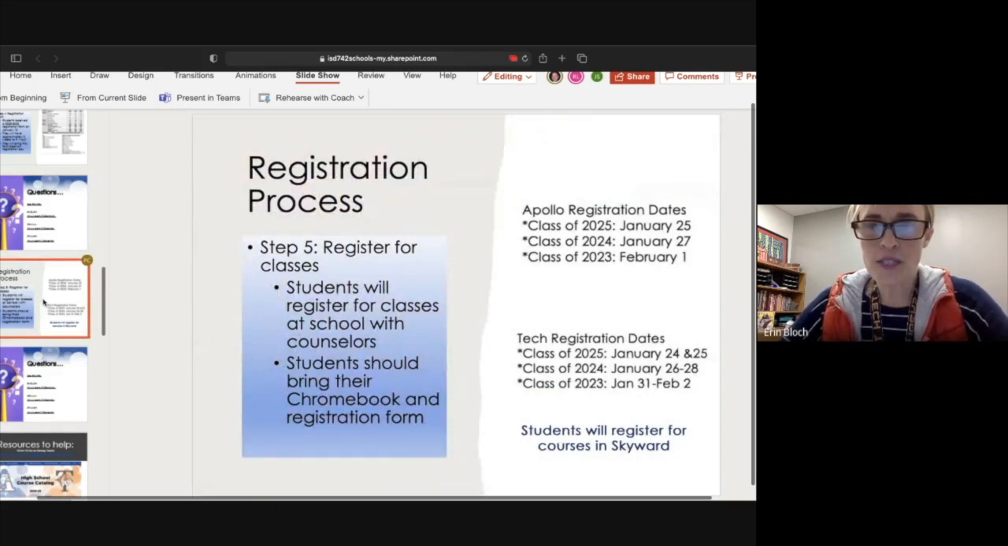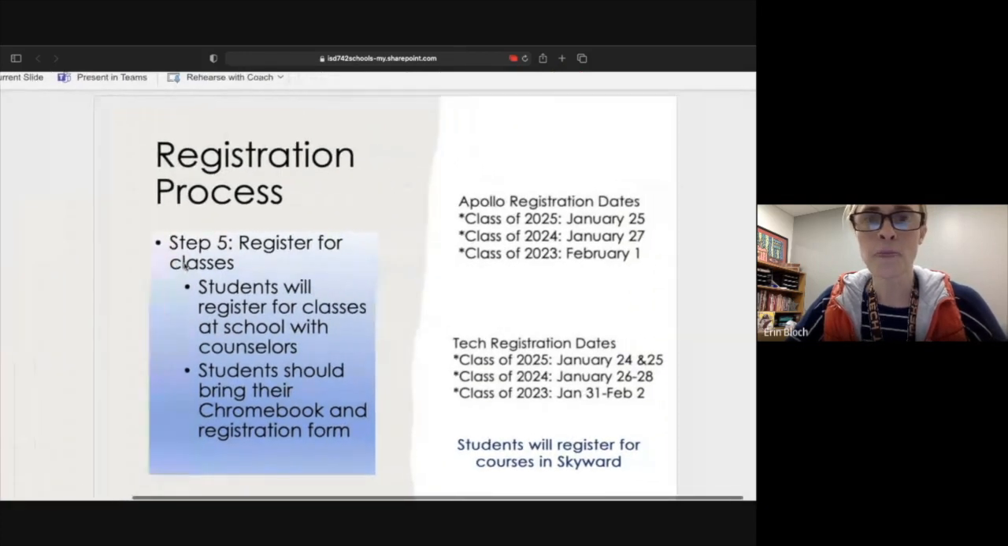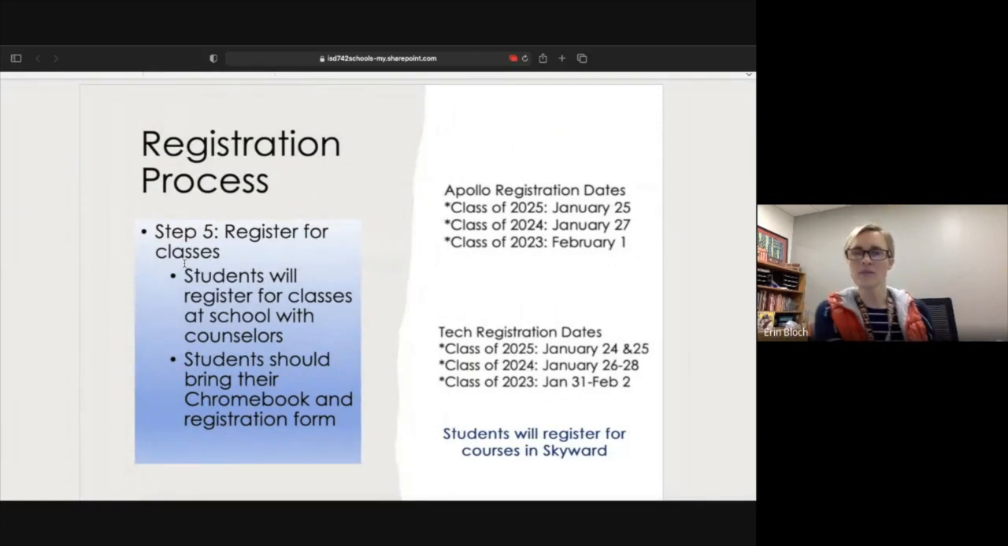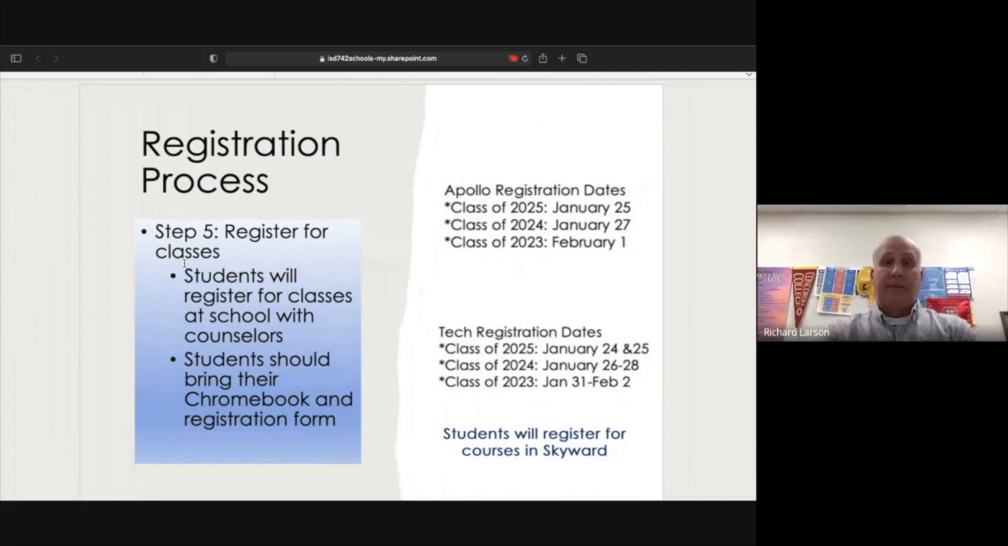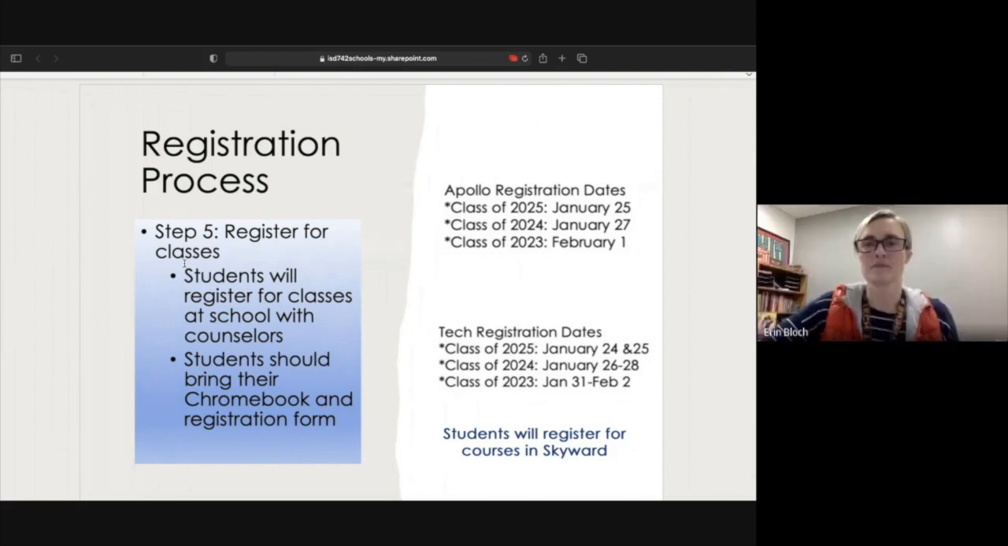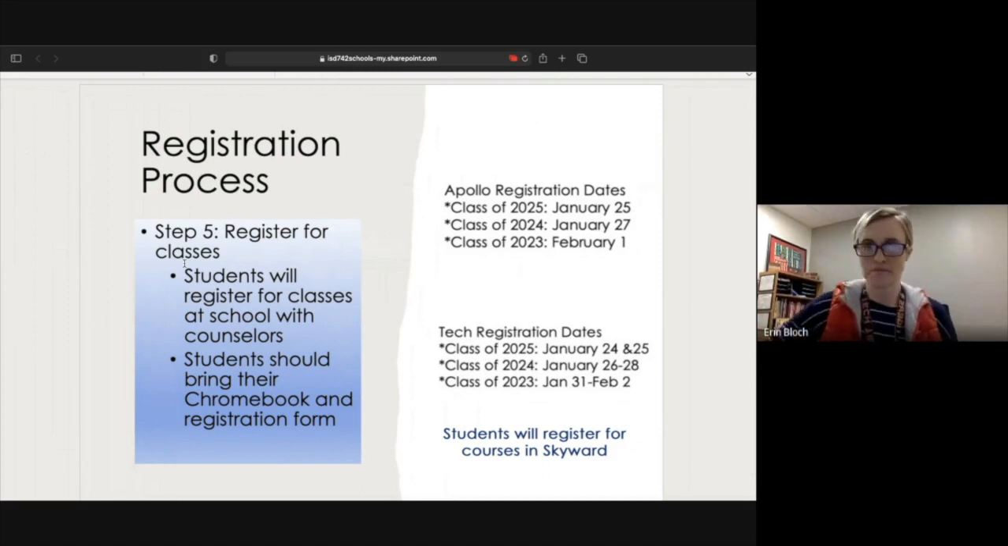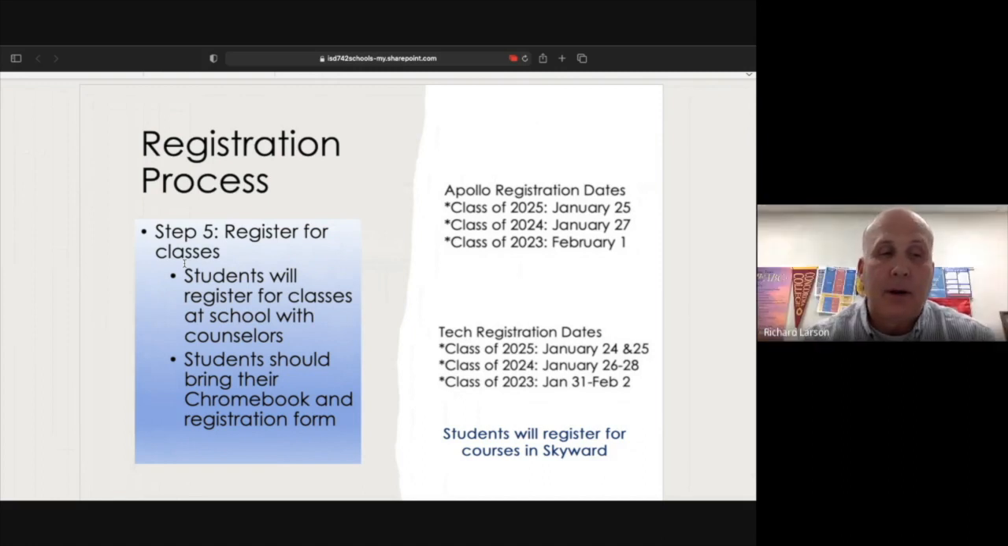Okay, so here are the dates, and we'll just read them since I know that it's not showing very well. So the dates for the registration process, Rick, do you want to talk about Apollo? Yes, I do. So for Apollo, as we're coming up on next week, our current ninth graders will be registering for classes. Like I said before, the school counselors will be available.